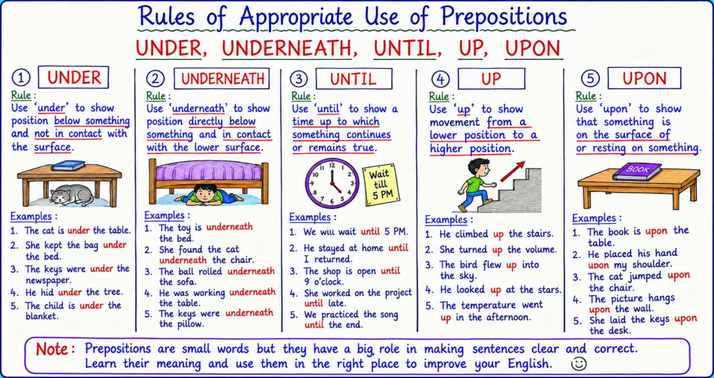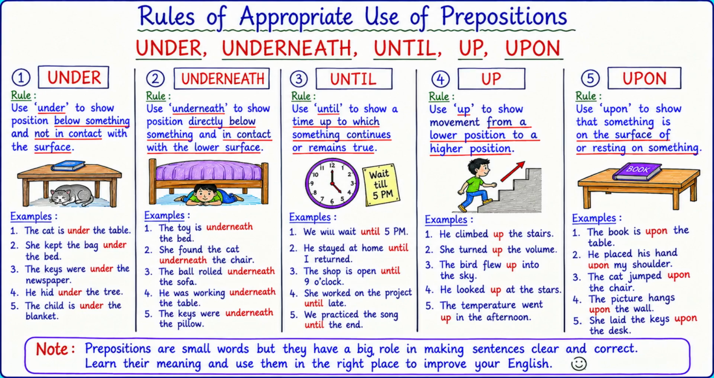Let's look at the examples. 1. He climbed up the stairs. He moved from a lower level to a higher level. 2. She turned up the volume. Here, up indicates an increase in the volume. 3. The bird flew up into the sky. The bird moved upward. 4. He looked up at the stars. He directed his eyes towards a higher position. 5. The temperature went up in the afternoon.